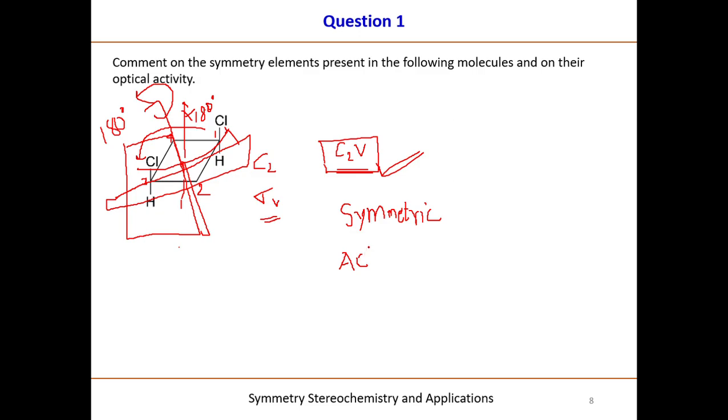According to the chirality and optical activity relation, achiral molecules are always optically inactive. So this molecule is optically inactive. I hope all of you are clear here also. So we will move to the next example.